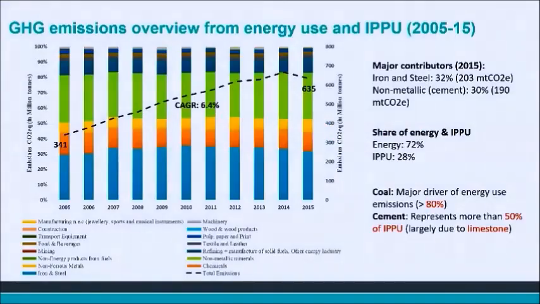Next slide, please. If you look at the emissions, the industrial sector emissions increased from 341 million tons in 2005 to 635 million tons in 2015, increasing with a CAGR of 6.4%. At a sectoral level, what we found is that the two big sectors, iron and steel and non-metallic minerals, primarily cement, are almost equally contributing to the industrial emissions.